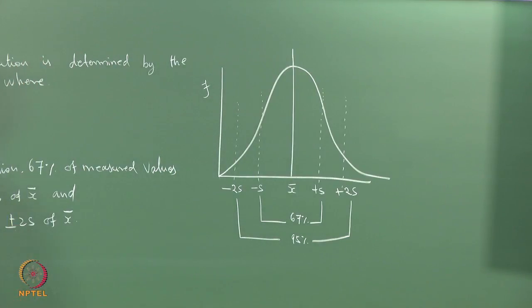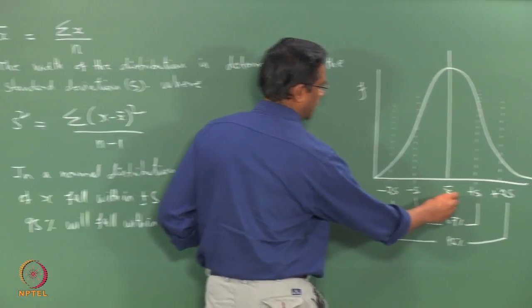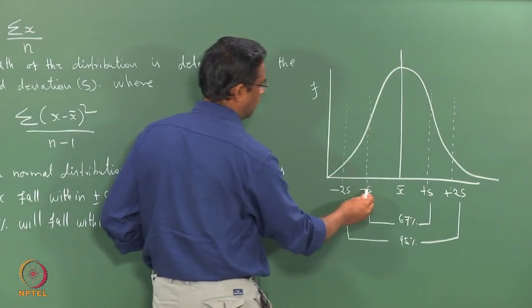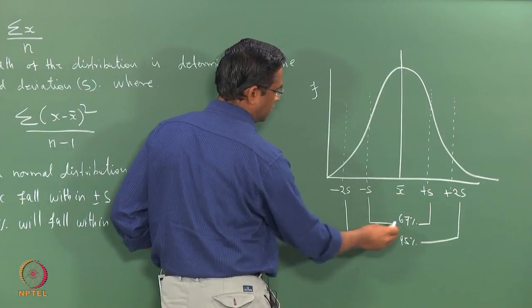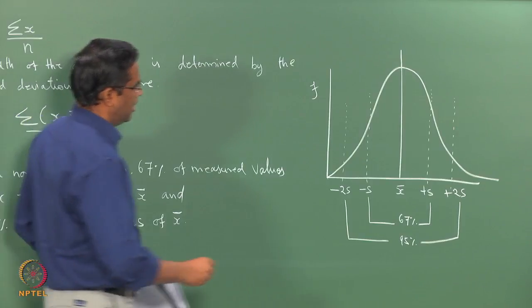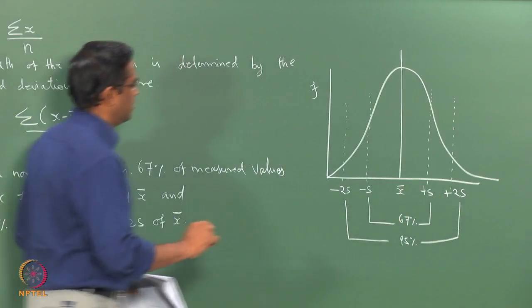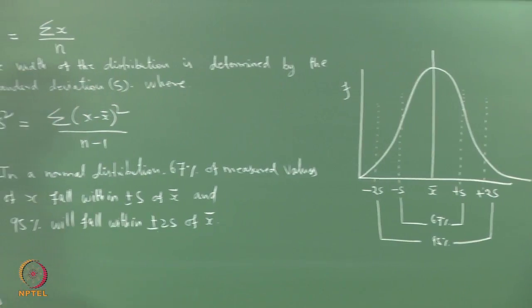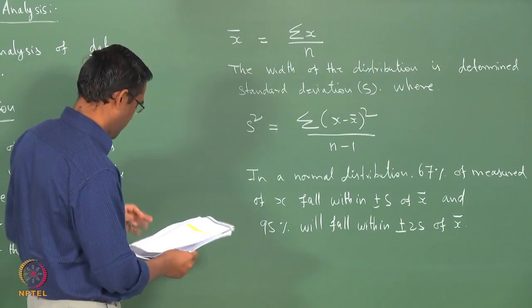Whatever we have just written here, we have plotted. You have the x bar, which is the maximum, which has a distribution between plus or minus s for a 67% confidence level. For 95%, it falls between plus or minus 2s. So, this is how the distribution is represented here.